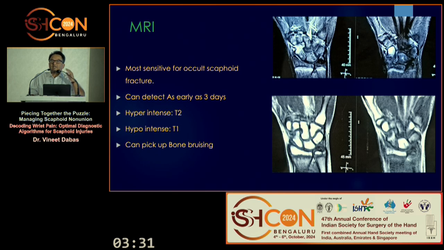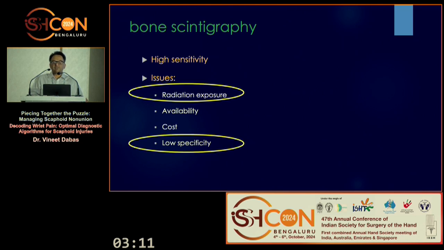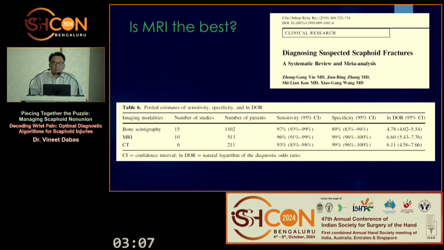MRI has more or less become the favorite tool. It can detect fractures early, and the features we know. But the thing is, are these really fractures or just bone bruising? That is a conflict which I'm going to try and bring out with the literature review. Bone scintigraphy is mostly disadvantageous and not popular now. Is MRI the best modality?